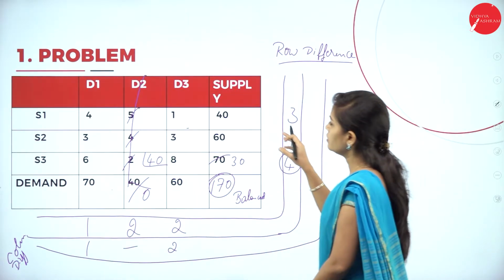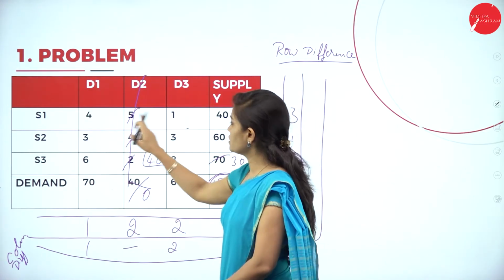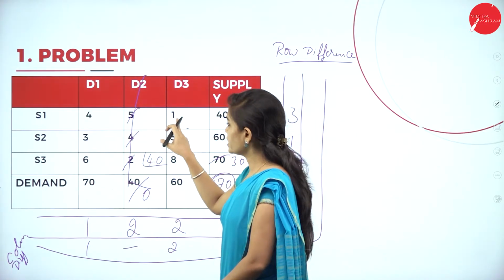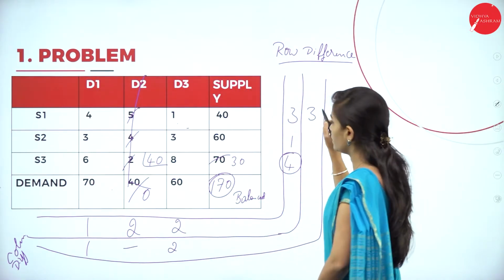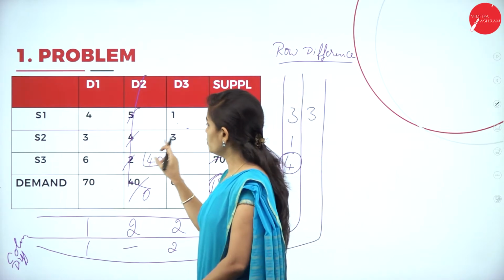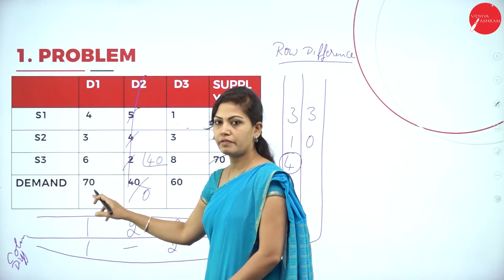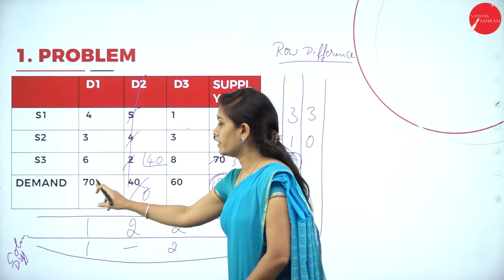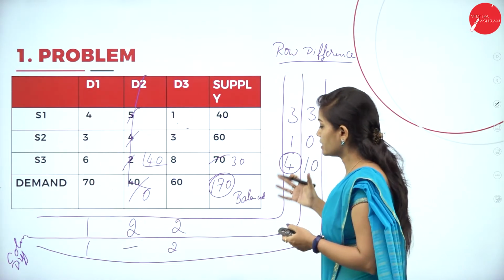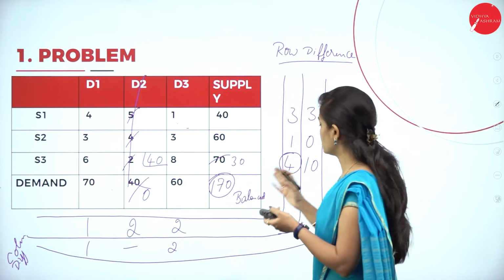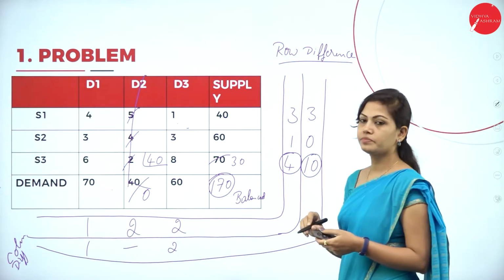Now I will find the row differences. Here I will consider the first row except this value. The least value is 1 and the next least value is 4. 4 minus 1 is 3. The second row is S2. 3 minus 3 is 0. And 70 minus 60 is 10. Now you can find the highest penalty cost. Obviously it is 10. So 10 is your highest penalty cost.